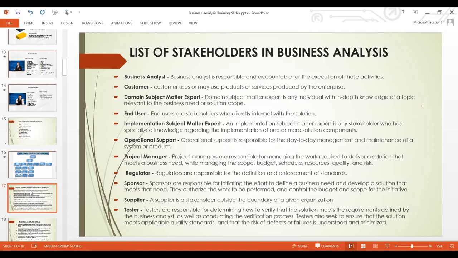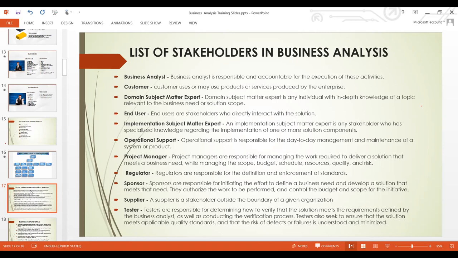Then you have project manager. Project managers are responsible for managing the work required to deliver a solution that meets a business need while managing the scope, budget, schedule, resources, quality, and risk. So the project manager is part of the business analysis stakeholders.